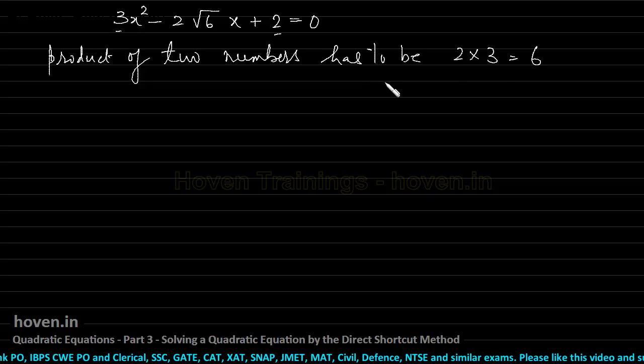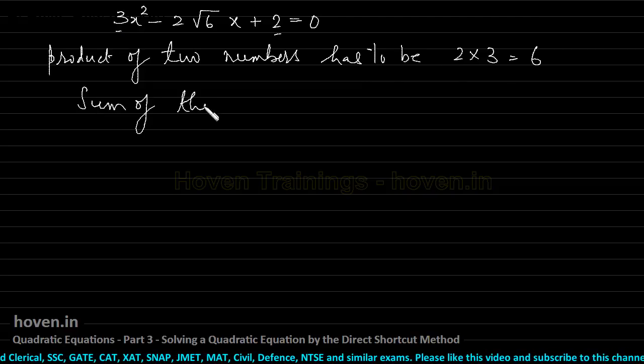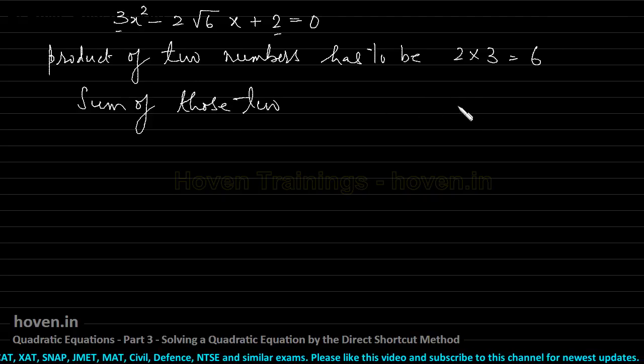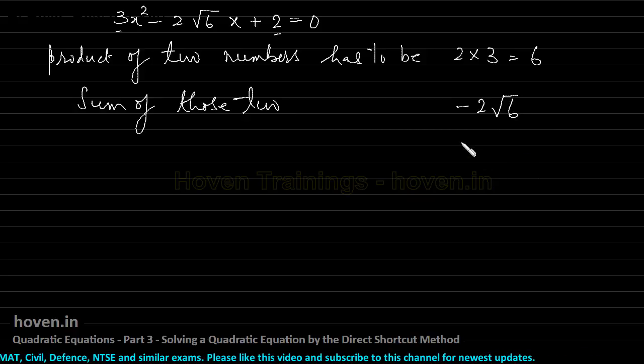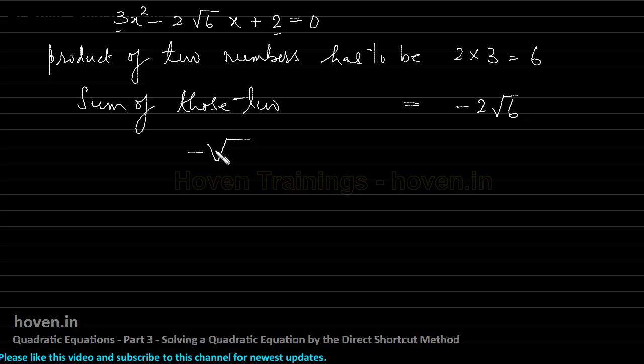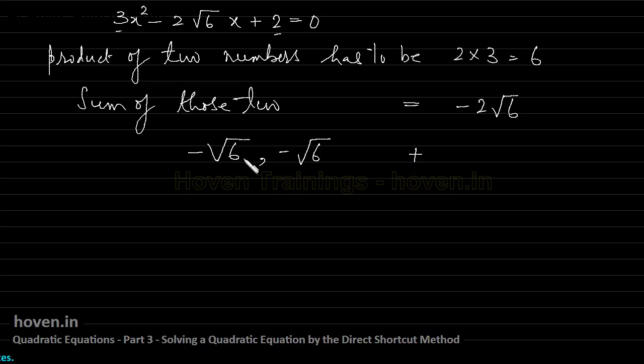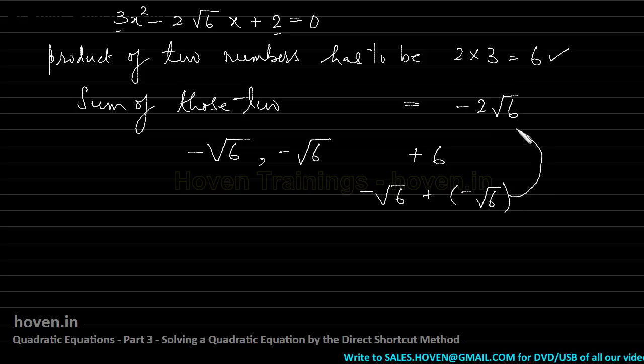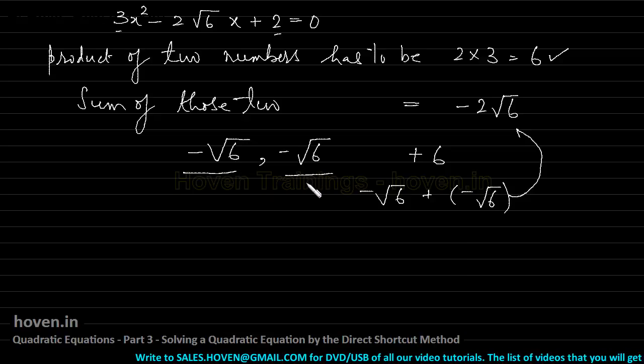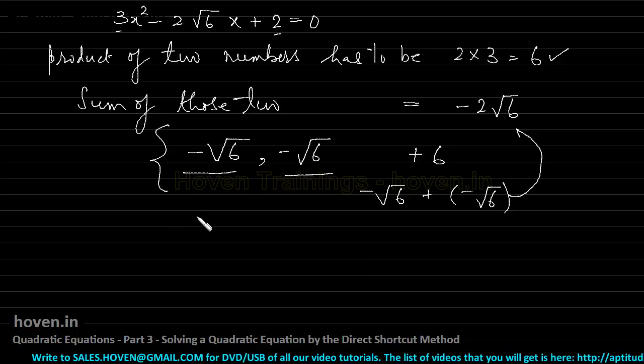This is A and C, and the sum of those two numbers has to be minus 2 square root of 6. In this case, prime factorization is not possible. So our intuition says that one number is minus square root of 6, the other number is also minus square root of 6. If you multiply them, minus and minus will become plus, and square root of 6 into square root of 6 will leave 6. So their product will be 6, and when I add them, minus square root of 6 added to minus square root of 6 will ultimately lead me to minus 2 square root of 6. So my jackpot is that my two numbers are minus square root of 6 and minus square root of 6. If I have hunted them, the solution is not very far away.